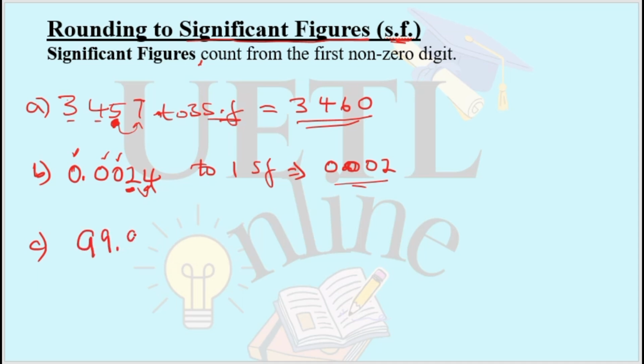Let's say you're given another number, which is 99.98. You're being asked to write it to 3 SF, 3 significant figures. So you count from the first non-zero digit. Here you see it is 9, 9, 9: 1, 2, 3. So here is where we are going to round. We check the next number: is it 5 or more or 4 or less? This is 5 or more, which means we're going to add 1 here.